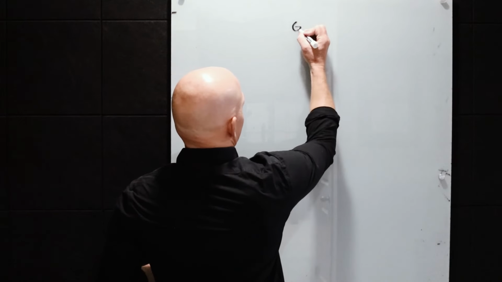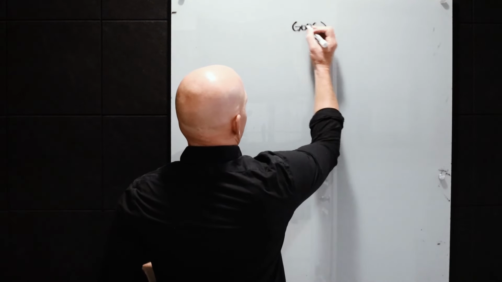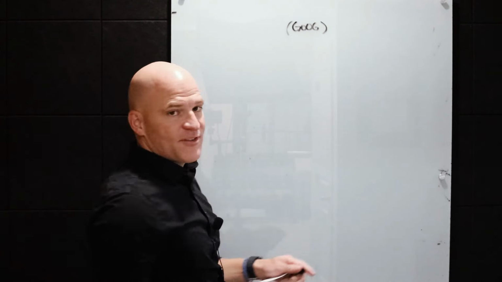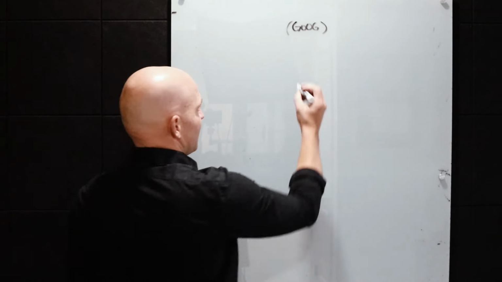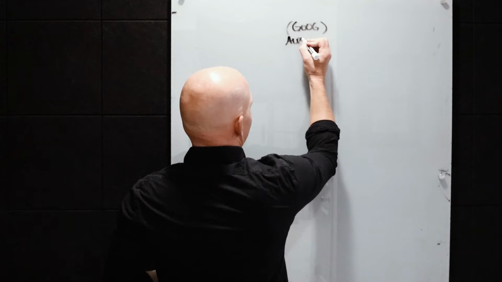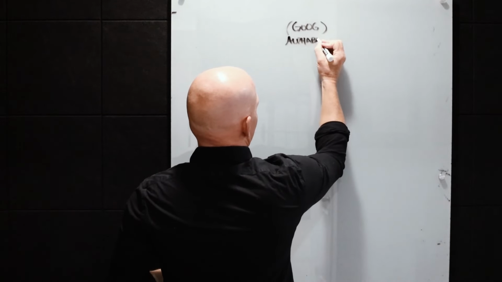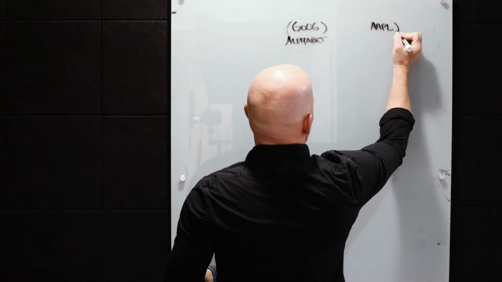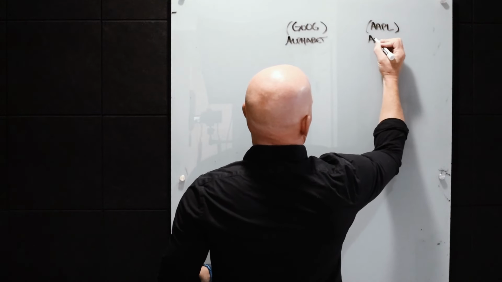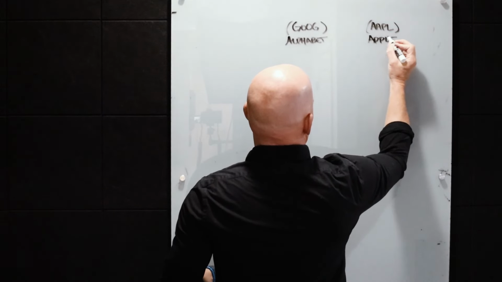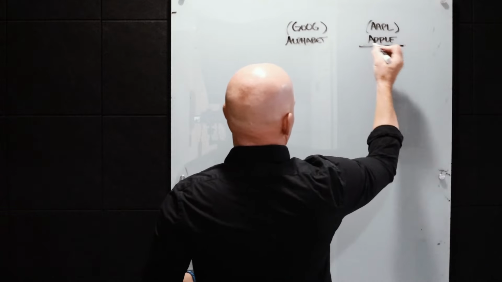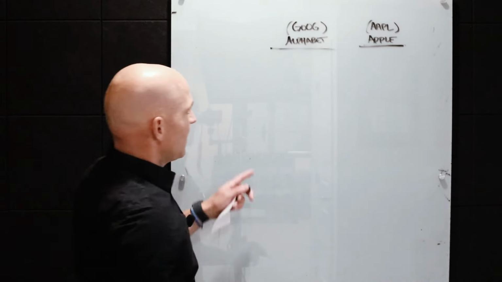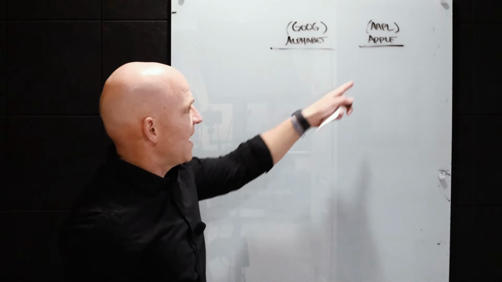Let me set up our analysis here with providing you the ticker symbol. So GOOG is the ticker symbol for Alphabet, which is the parent company of Google. And then we have AAPL, which is the ticker symbol for our beloved company, Apple. Maybe you think it's beloved, maybe you don't, who knows. But we're gonna evaluate Google and Apple.